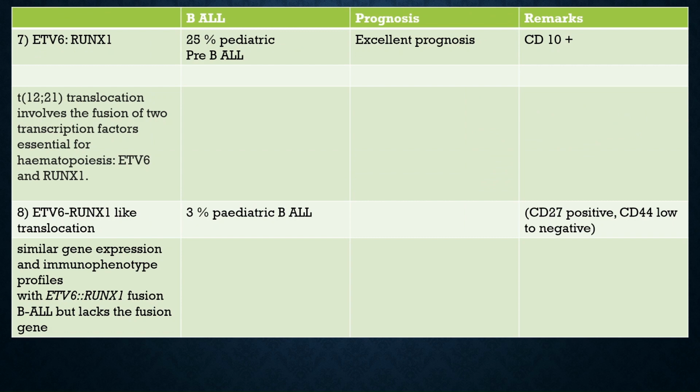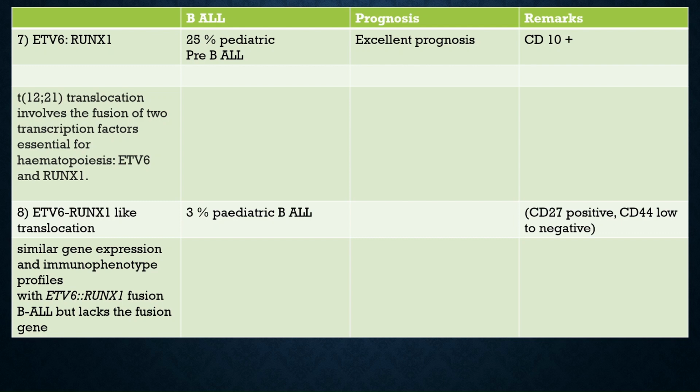Seventh is ETV6-RUNX1, translocation 12;21. This translocation involves the fusion of two transcription factors essential for hematopoiesis, that is ETV6 and RUNX1. It is seen in 25% of pediatric pre-B ALL. It has an excellent prognosis and CD10 is positive on immunophenotype.